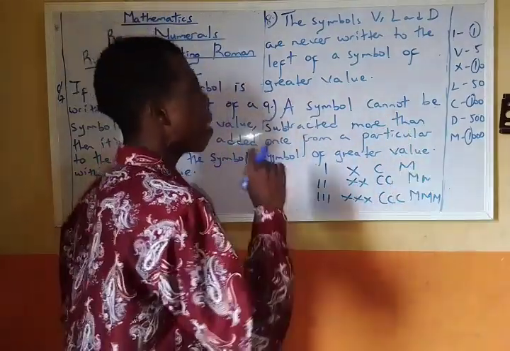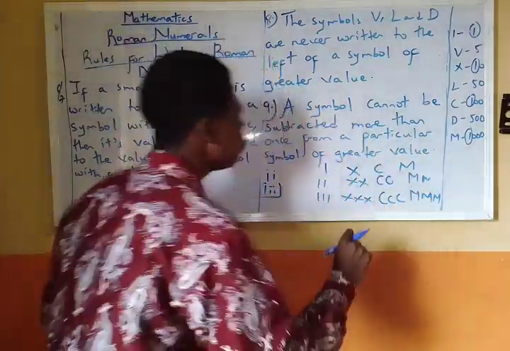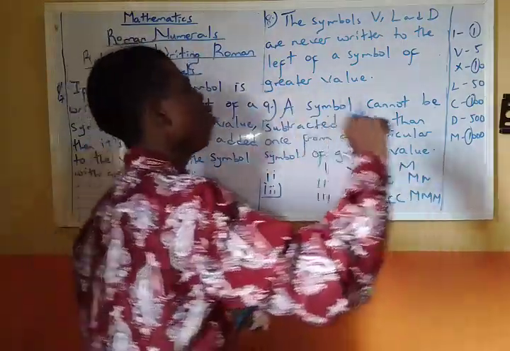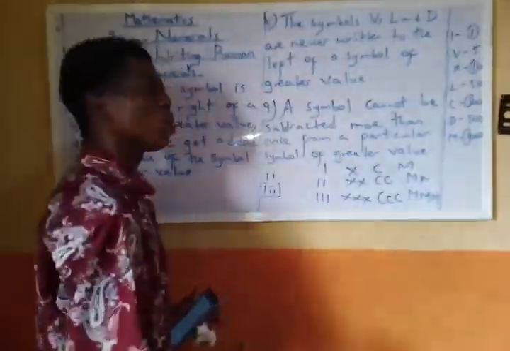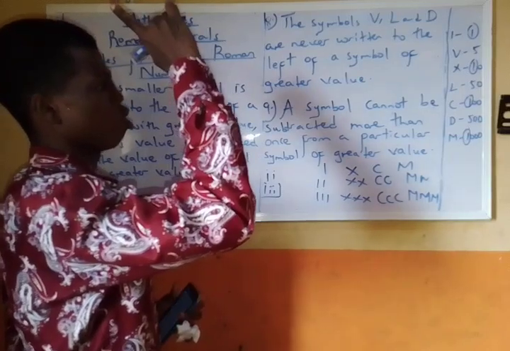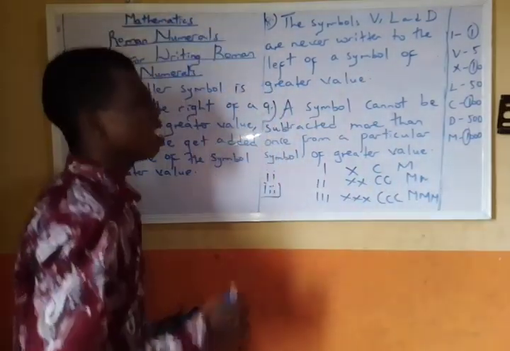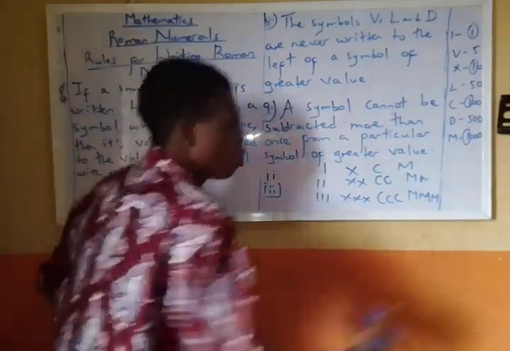So don't forget that a letter that can be repeated can only be repeated 3 times. However, a symbol cannot be subtracted more than once. That means you can only subtract once. Subtraction takes place once, but addition can still take place up to 3 times.